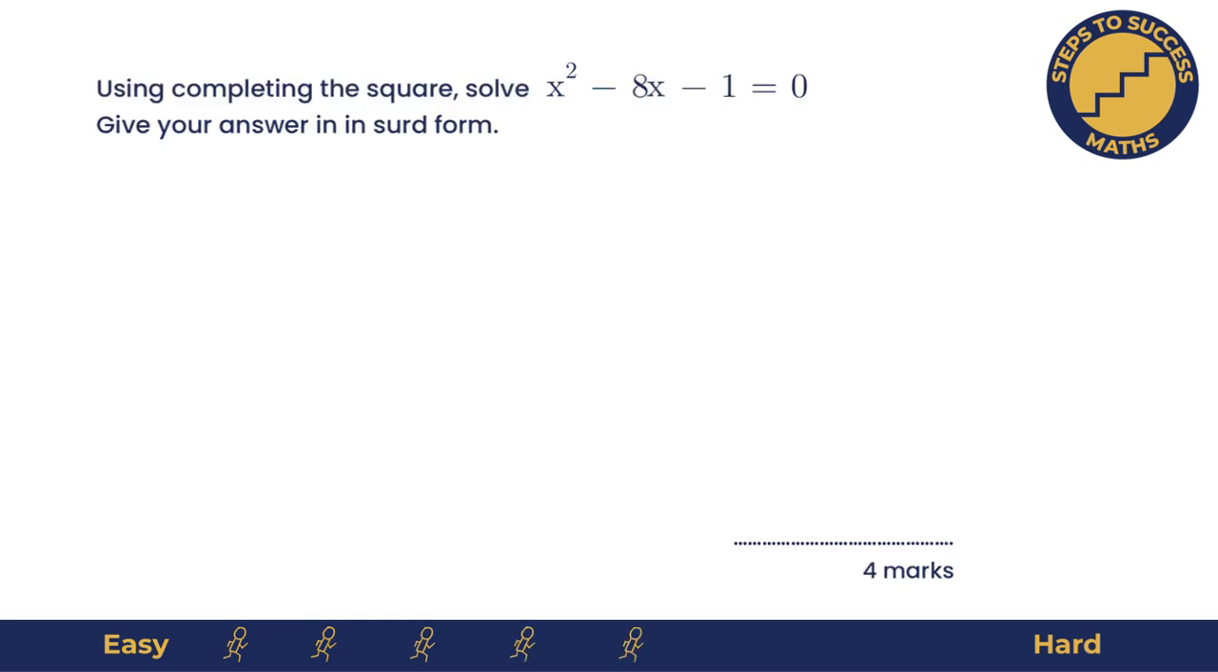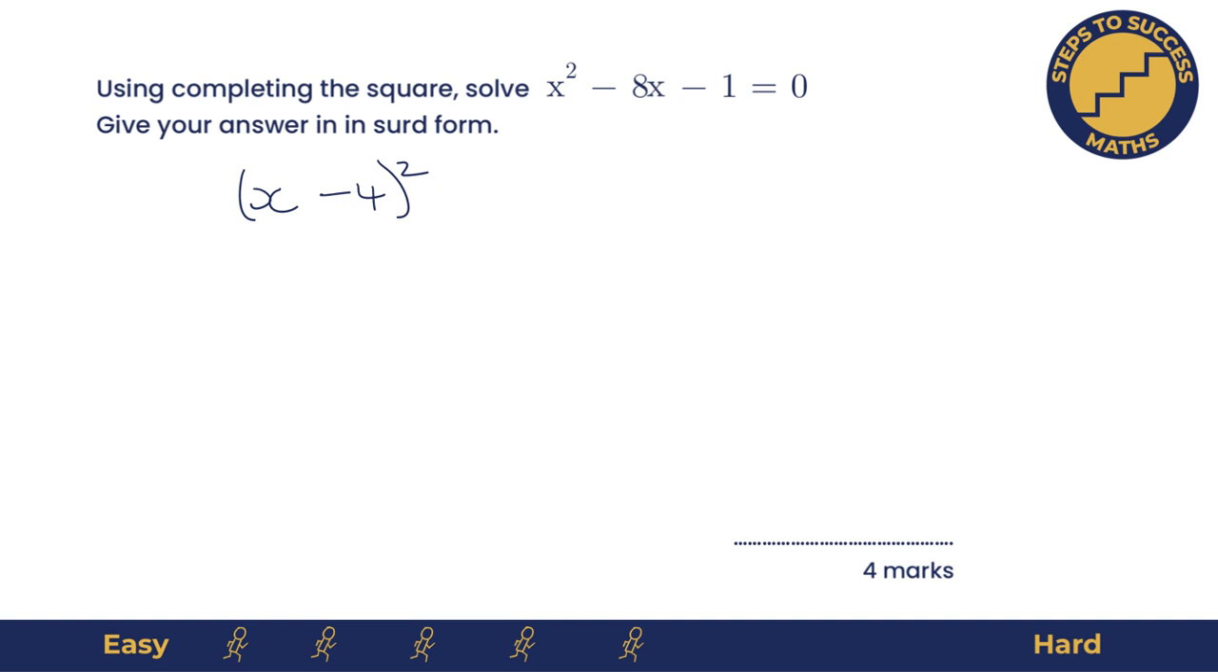Use completing the square to solve x squared minus 8x minus 1 is equal to 0. Give your answer in surd form. So the difference with this one is we're actually going to solve it. So let's start in the same way. We're going to have x and then halve the x term, so minus 4, and squared.